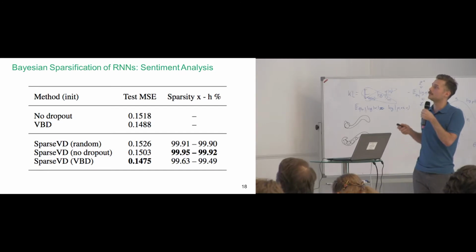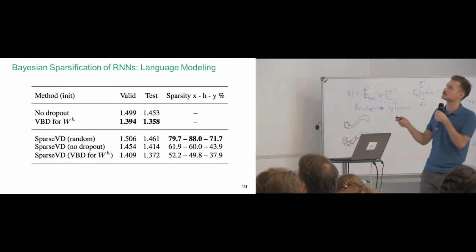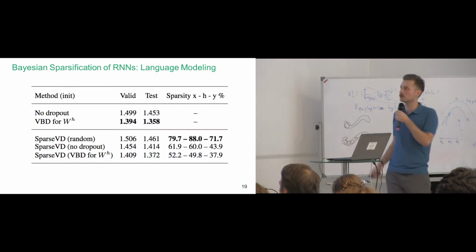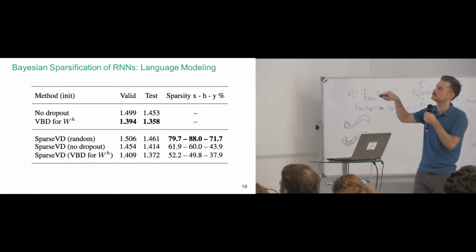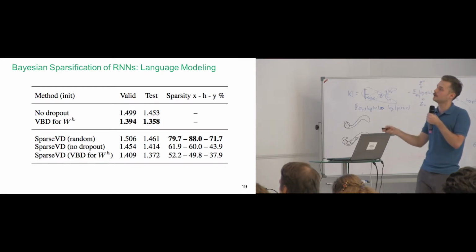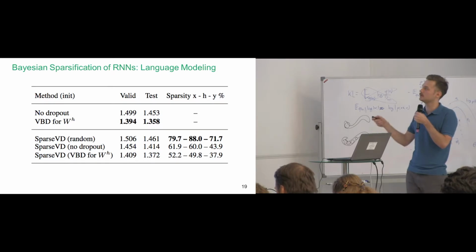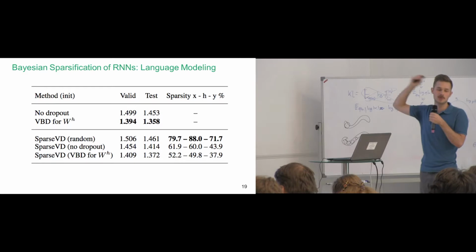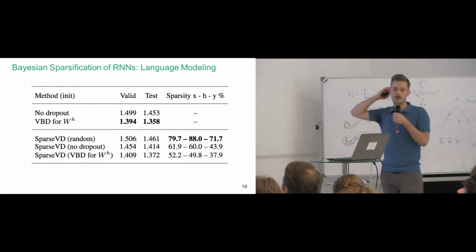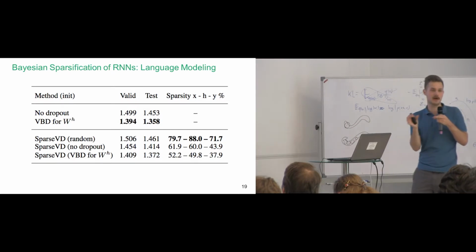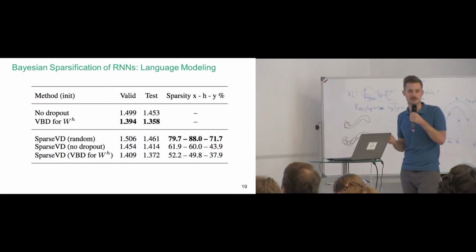And one more task we have is language modeling. And here we have log likelihood on a test set. And we also achieve great results with sparsity. Here we have one more matrix, Wy, because now we have a classification task, and we can sparsify one more matrix.